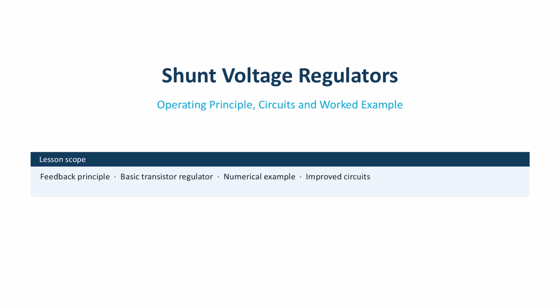We will first examine this feedback principle, then study a basic transistor circuit, solve a numerical example, and finally consider improved transistor and operational amplifier versions. The emphasis is on understanding how current redistribution produces voltage regulation.